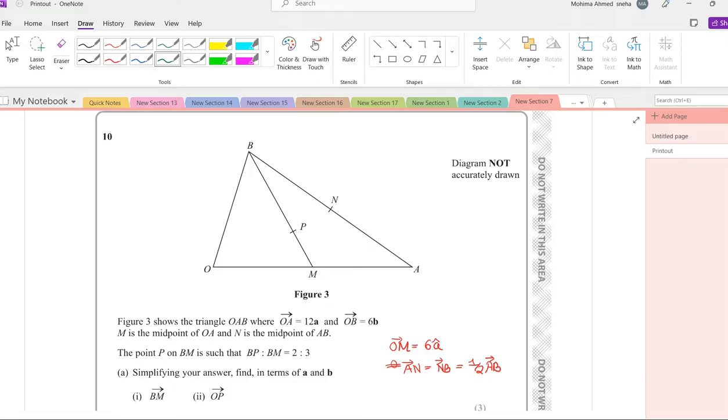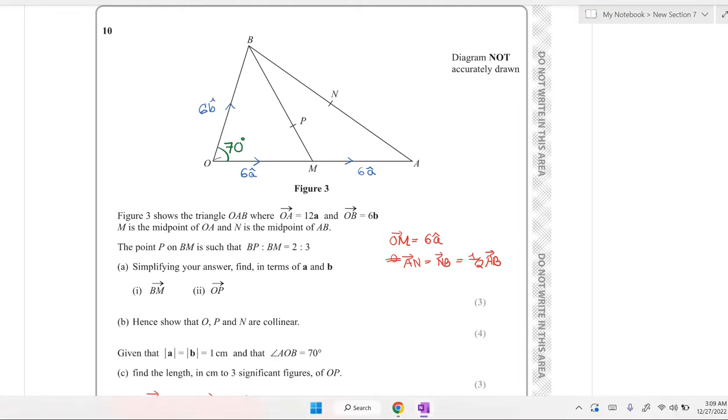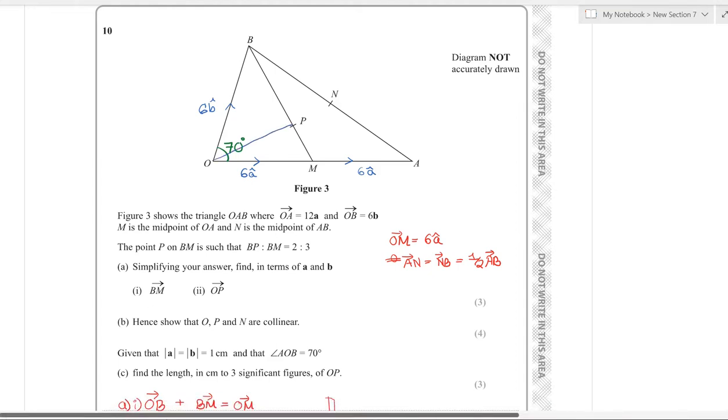The angle AOB is 70 degrees. It is given. And now OM was 6A, MA was again 6A, OB was 6B, and you need to find the value for OP, the numerical value for OP, no more vector values for OP.